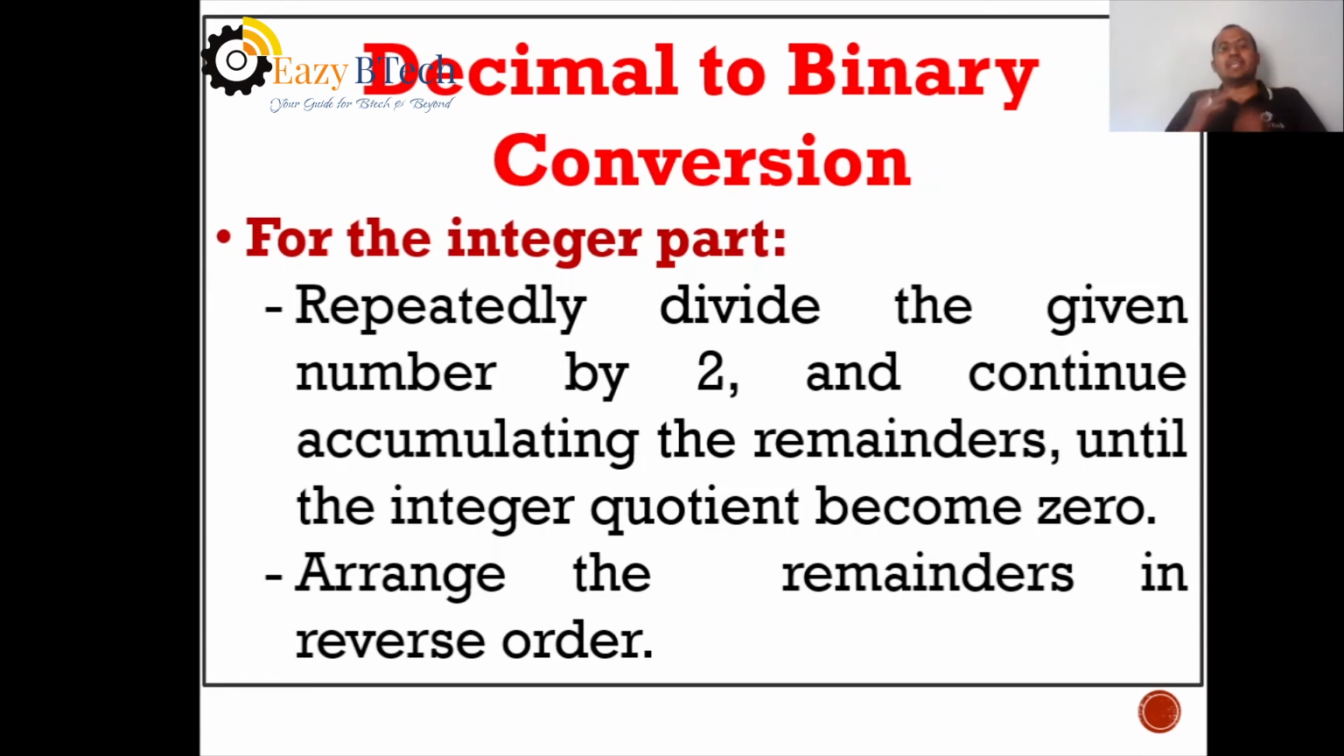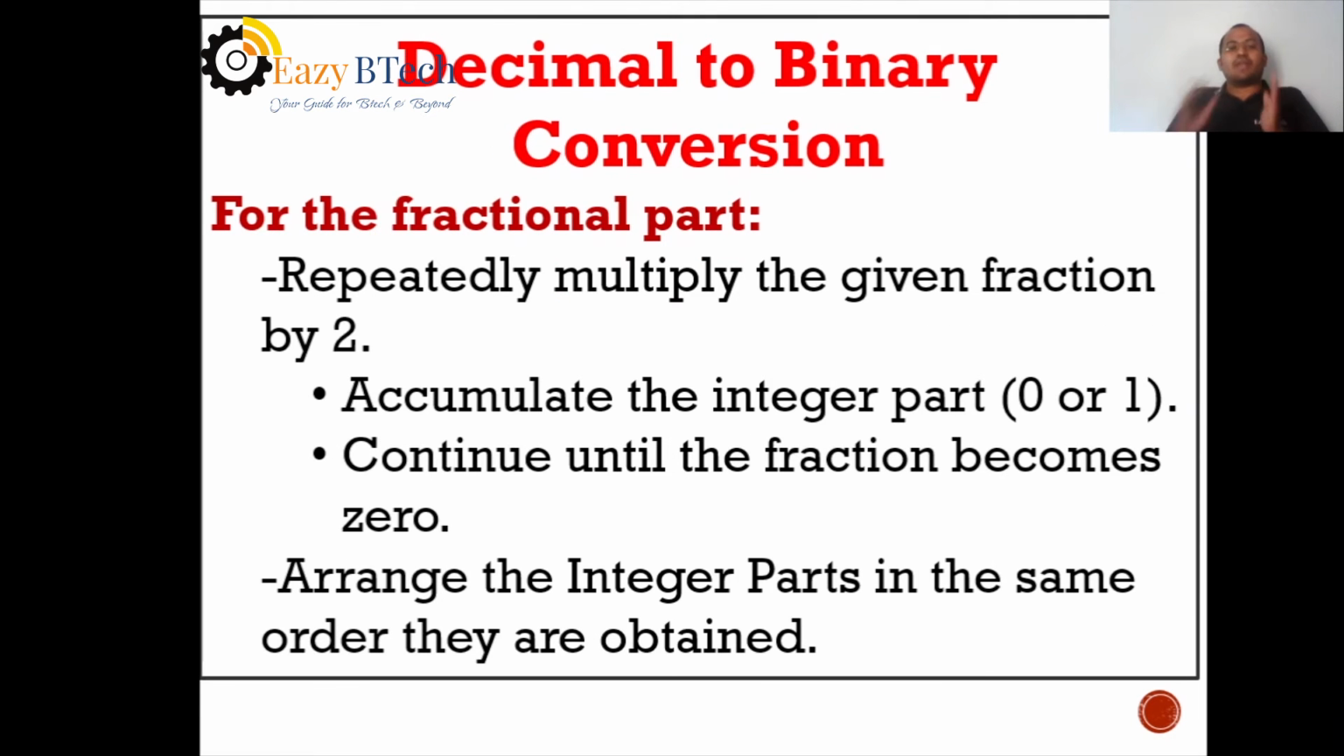So basically for the integer part, we have to repeatedly divide the given number by 2, and then arrange the remainders in the reverse order. Whatever remainders we get, we have to write in the reverse order, that means from bottom to top. So this is about the integer part.